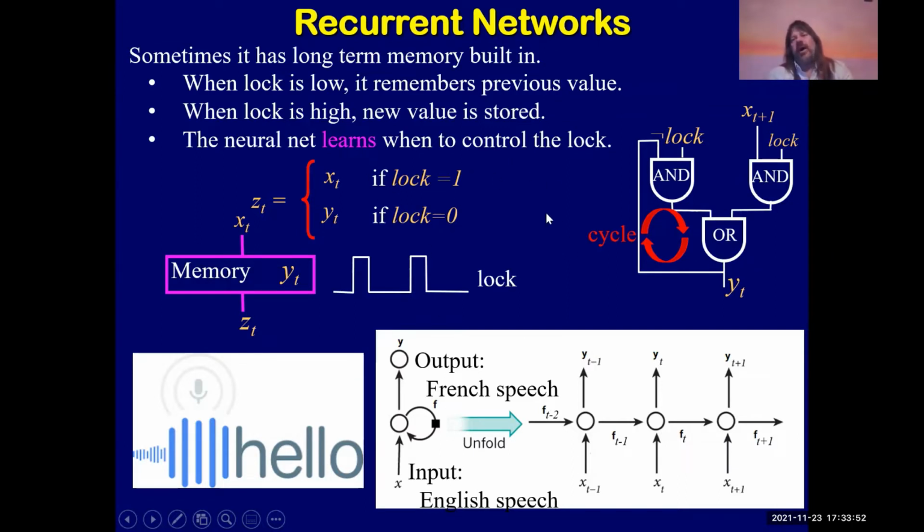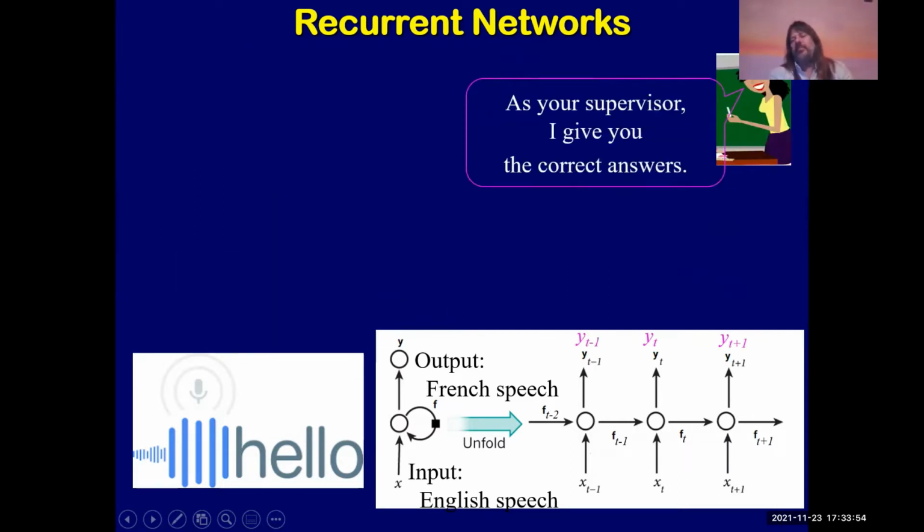It's all learned by gradient descent. So how does this work? Just as before, we're doing supervised learning. So there's lots of data which says if this is the English input, then this should be the French output.